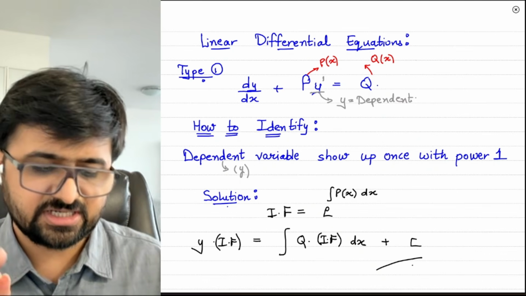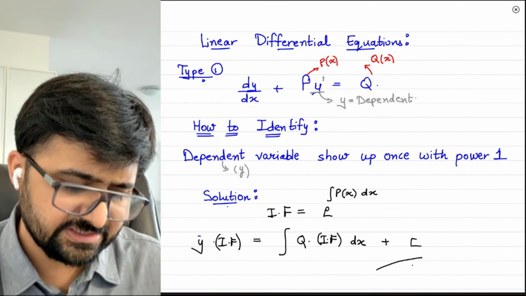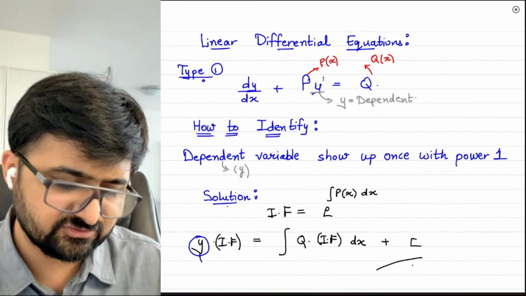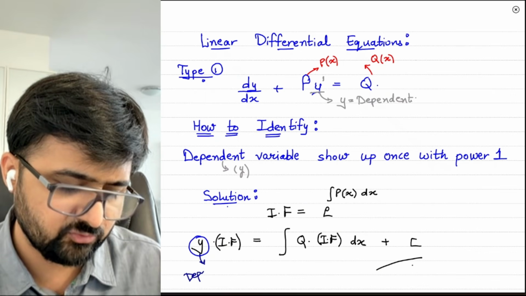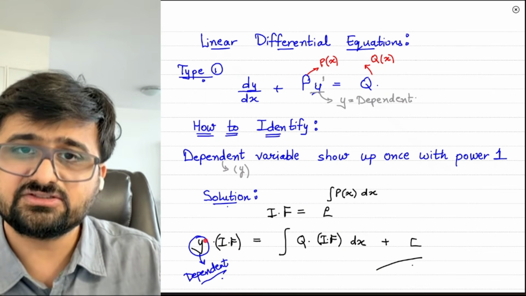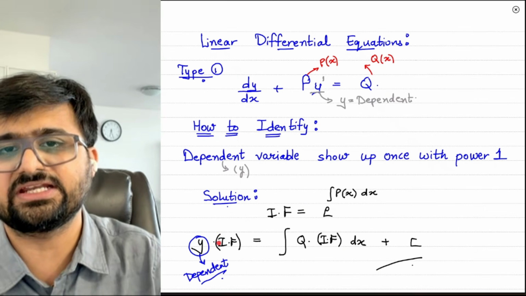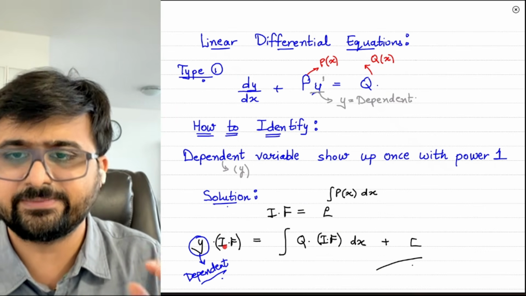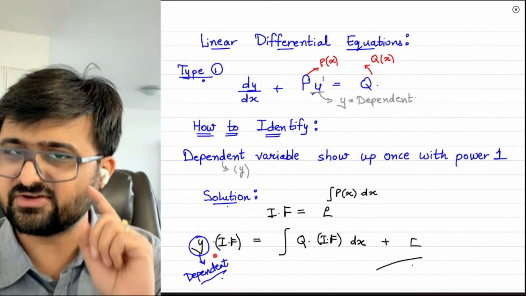One other thing which I want to highlight over here is that this y in y into integrating factor was a dependent variable. Why am I telling this again? Because it is always dependent variable into integrating factor. Whatever the dependent variable, you multiply that with the integrating factor always. That's always the case.